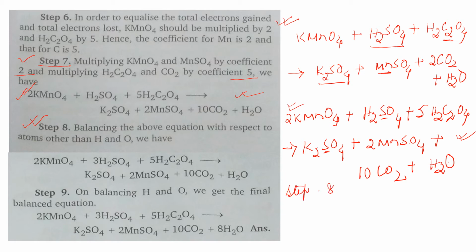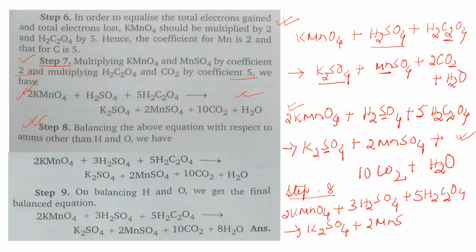Step number 8 will be 2 KMnO4 plus, on the right hand side 3 sulfur, so it will be 3 H2SO4, plus 5 H2C2O4 giving you K2SO4 as it is, plus 2 MnSO4 as usual, plus 10 CO2 plus H2O. This is my step number 8. You just check, it is written here like that only. Now you have to see for hydrogen and oxygen.